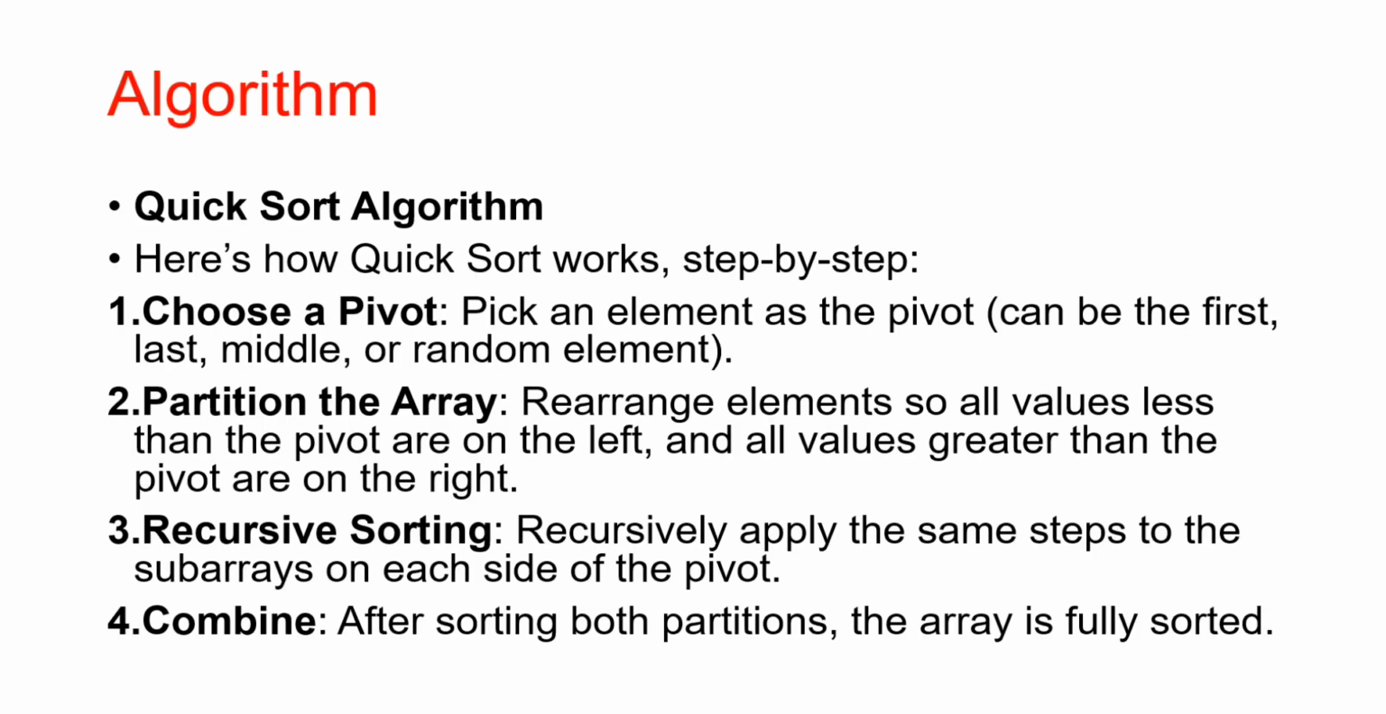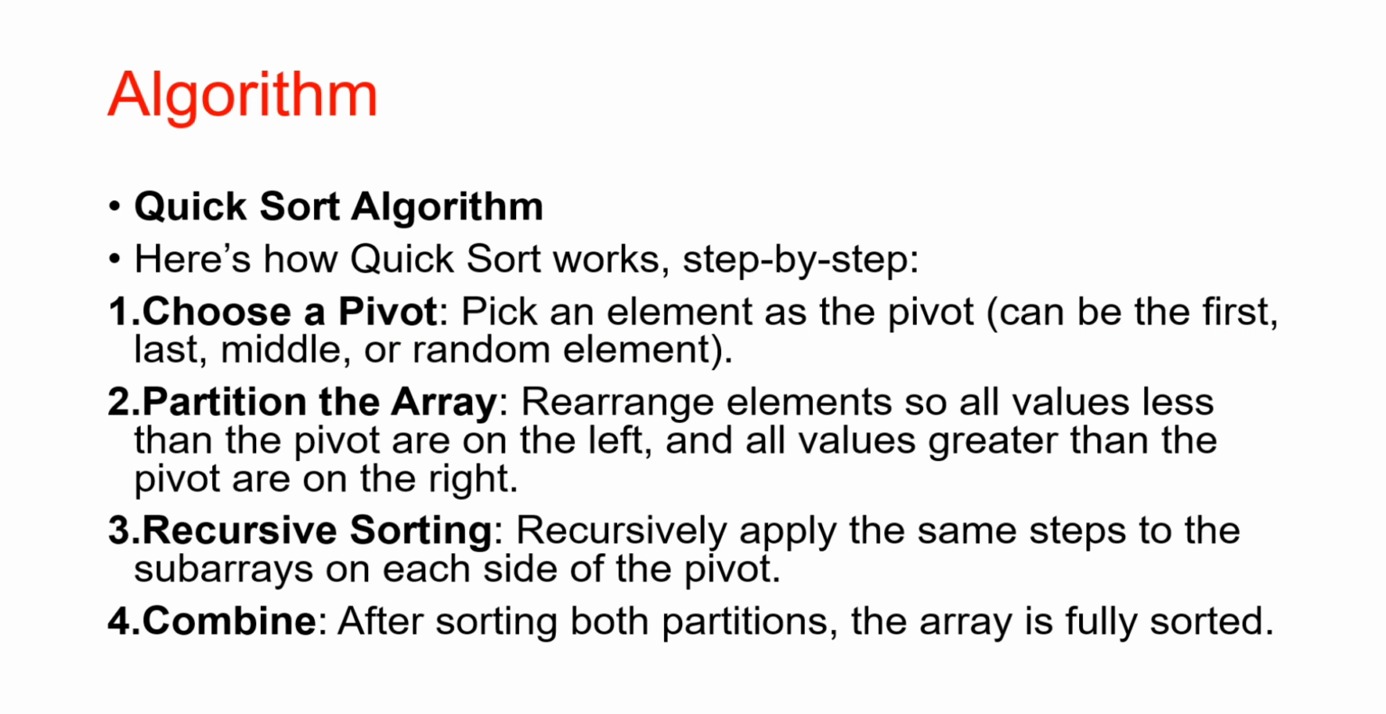Next, we move on to the Quicksort algorithm. Here is how Quicksort works, step by step. First, we choose a pivot. Pick an element as the pivot. It can be the first, last, middle, or a random element. Common strategies include choosing the first element, the last element, a random element, or the middle. Next, we rearrange the array so that elements less than the pivot come before it and elements greater than the pivot come after it. The pivot is now in its final position.